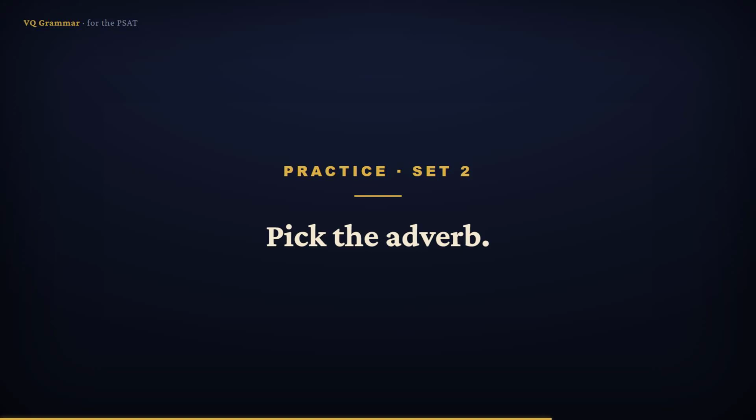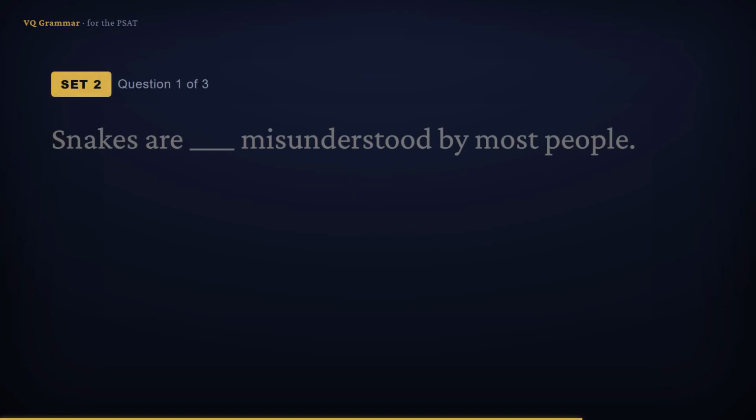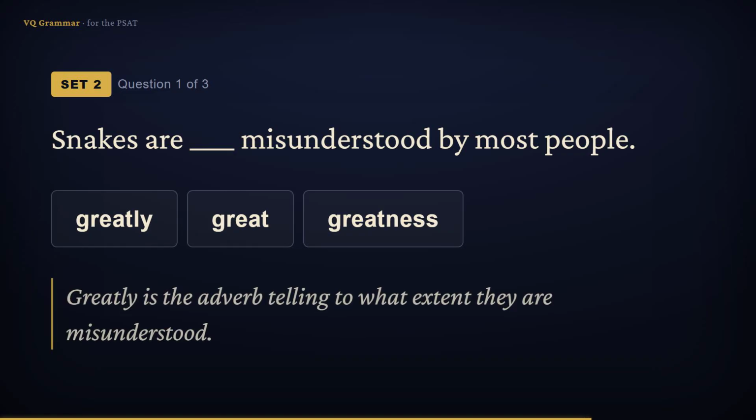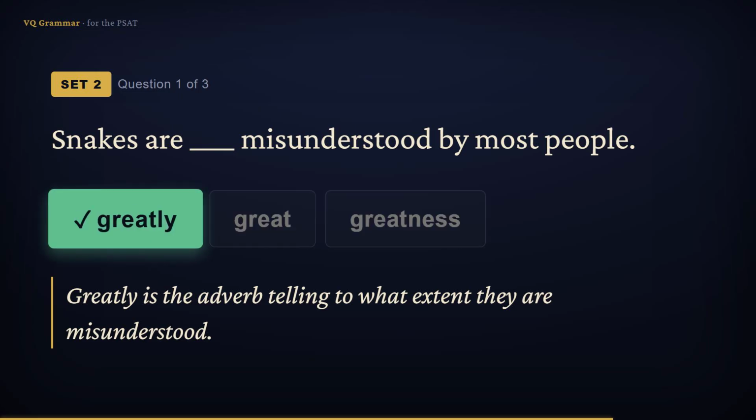Now a different task. Each sentence has a blank and three forms of the same word. Choose the one that is an adverb. Remember, the adverb adds detail to a verb, an adjective, or another adverb. Pause and try each one. Snakes are blank misunderstood by most people. Great is an adjective, and greatness is a noun. We need a word telling to what extent they are misunderstood, and that is greatly. So the answer is greatly.